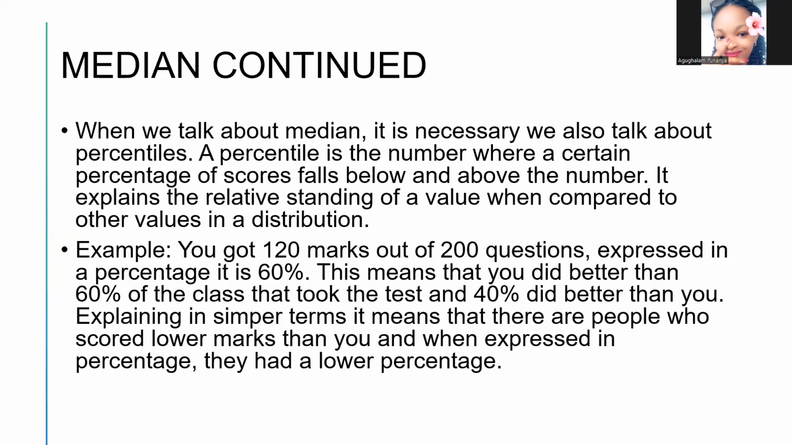Okay, so when we talk about median, it is necessary we also talk about percentiles. A percentile is the number where a certain percentage of scores fall below and above the number. It explains the relative standing of a value when compared to other values in a distribution. A median is the 50th percentile, and this 25th and 75th percentile is telling you the values. The 25th percentile is telling you the values below the 50th percentile, and then the 75th percentile is telling you the values that are above the 50th percentile.